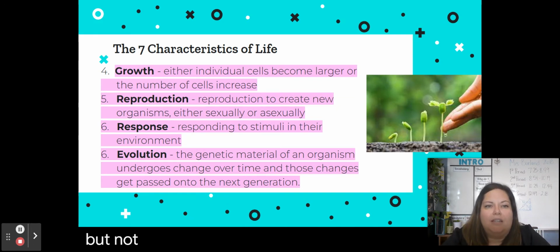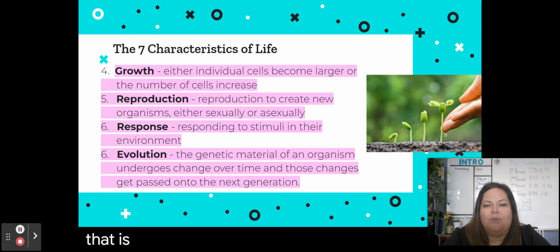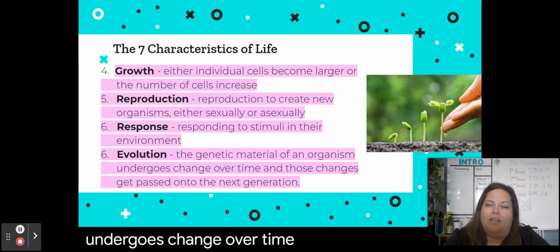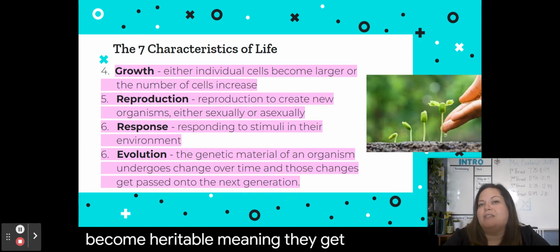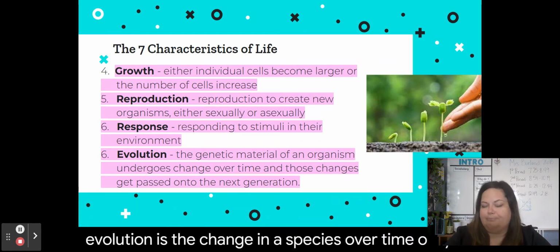And last but not least, evolution. That is when the genetic material of an organism undergoes change over time, and then those changes become heritable, meaning they get passed along from one generation to the next. So essentially, evolution is the change in a species over time.